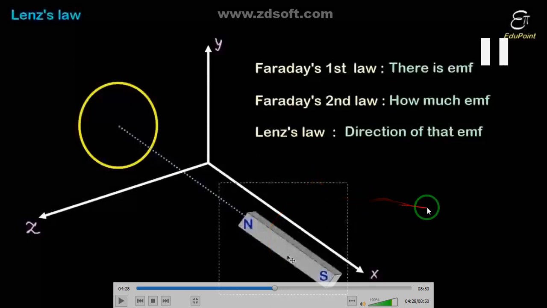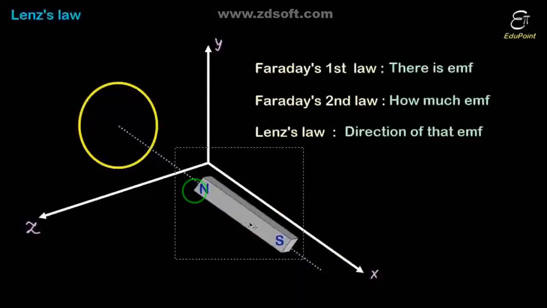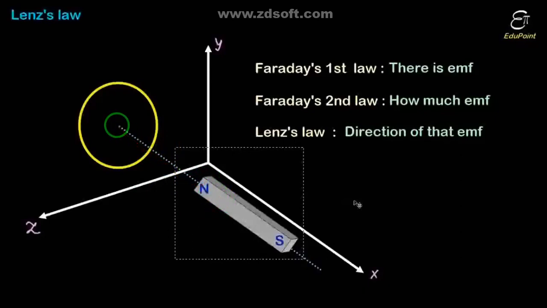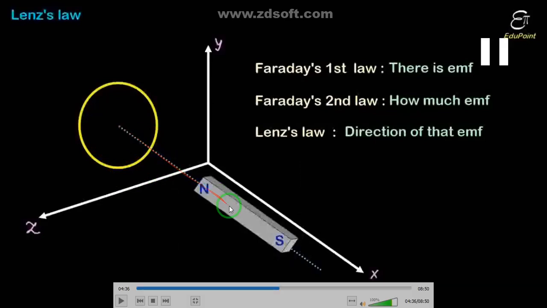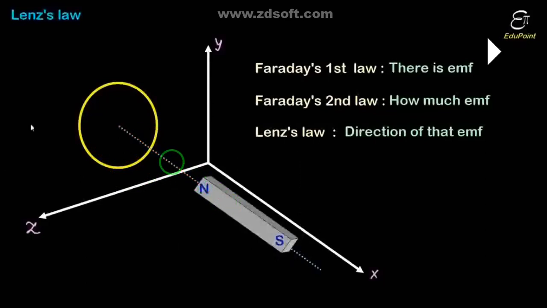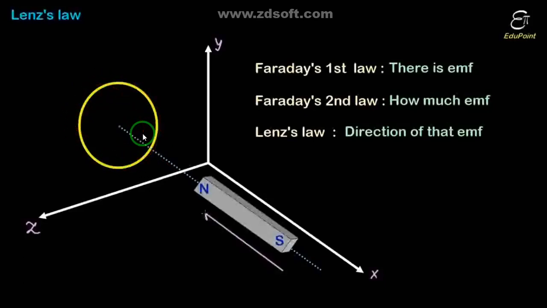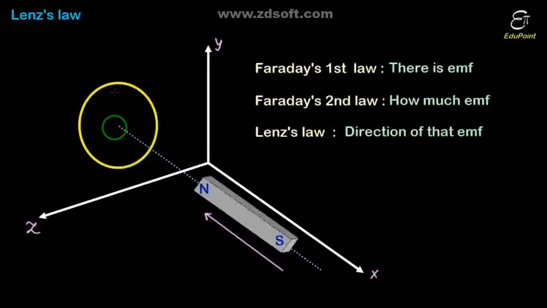Let us just see here. I am moving the conductor towards the circle, which means the magnet is nearer to the conductor, so more magnetic flux is linked with the conductor. When more magnetic flux is linked with this conductor, it will also produce a magnetic field. These lines are magnetic flux lines.